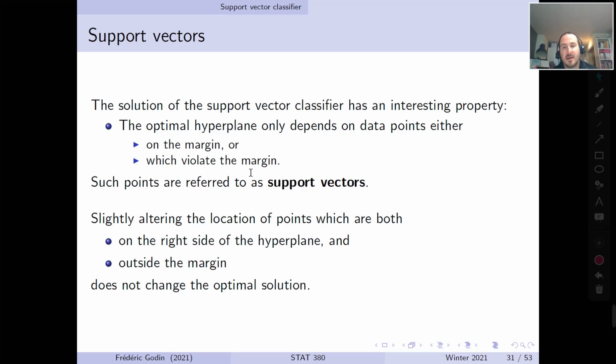So here, what this means is that for any support vector, if you change their location, you're going to change the optimal solution. Conversely, for all points that are not support vectors, so that are not violating the margin and not on the margin either, so are further away from the margin, if you slightly alter their location and they're still outside the margin, then the optimal solution doesn't change at all. Okay, so the solution or optimal hyperplane only depends on the support vectors, which are data points whose predictors lie either on the margin or do violate the margin.